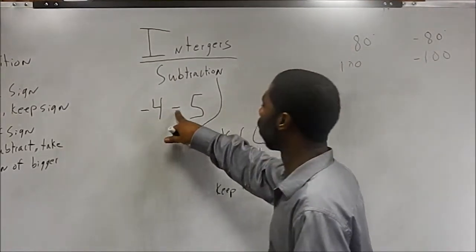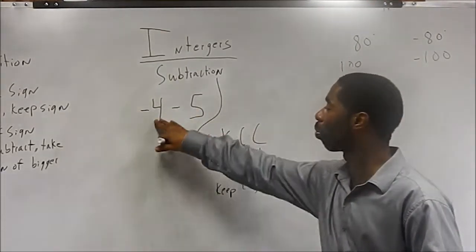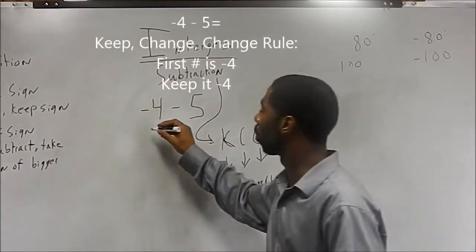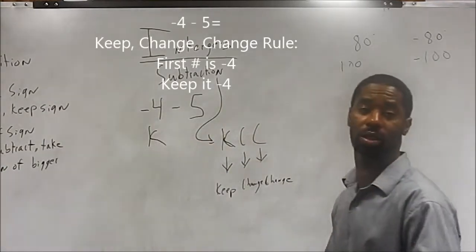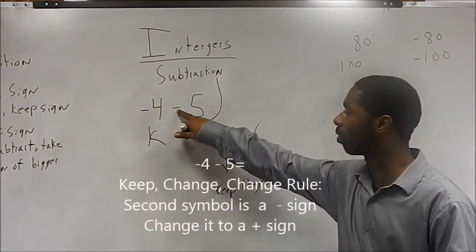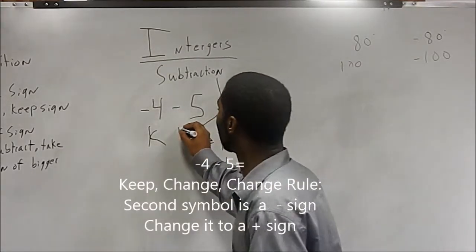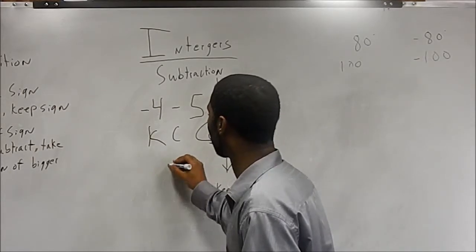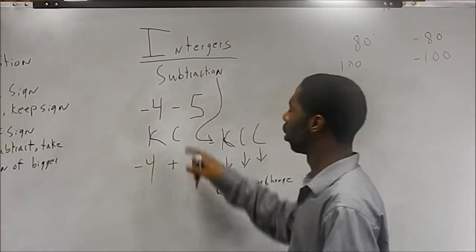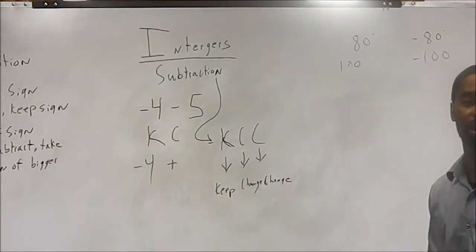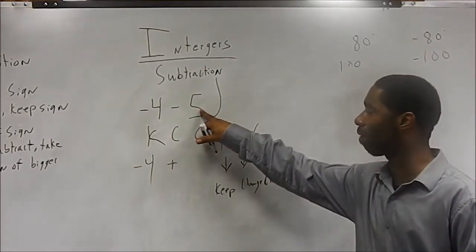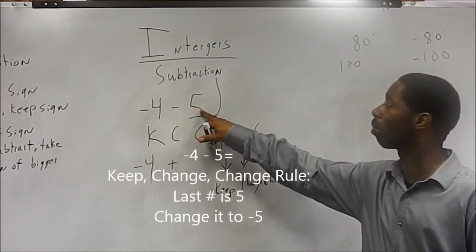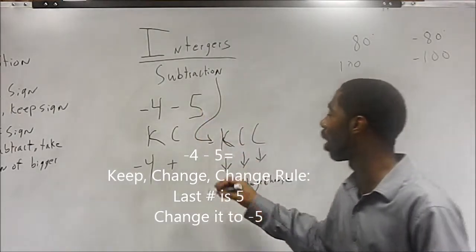So if I have -4 minus 5, the first number is -4. I'm going to keep that. The second symbol is a minus sign. I'm going to change that to a plus sign. Keep my -4, change my minus sign to a plus sign. And then the next number that I have is 5. I'm going to change my 5 into a -5.